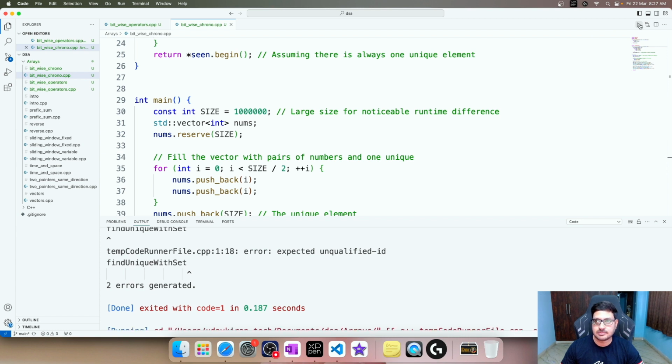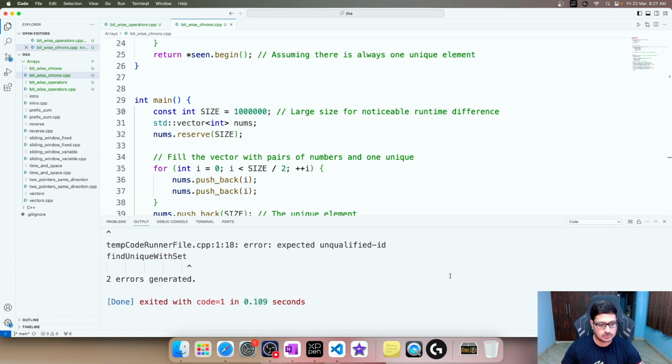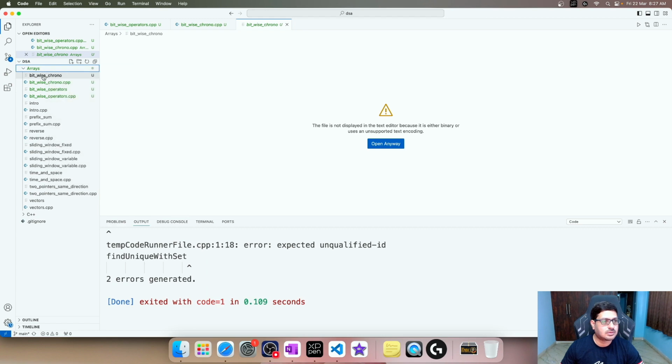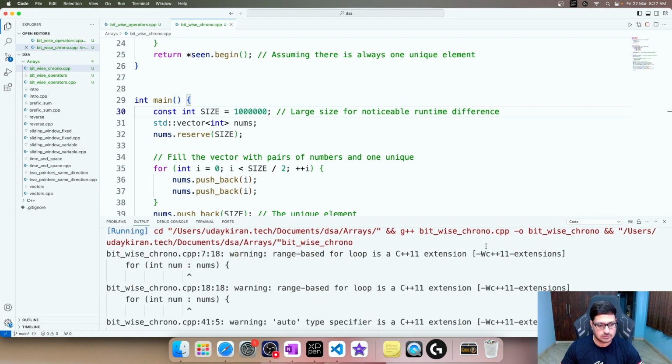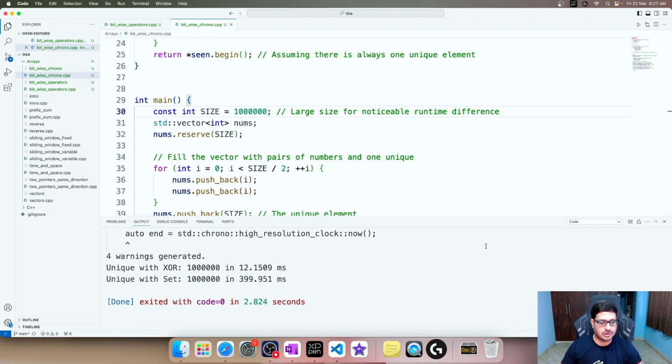Let's run it again. So there is some problem here. Let me remove the temp file and let's run it again. Right, so you can ignore the warnings for now, but see this.